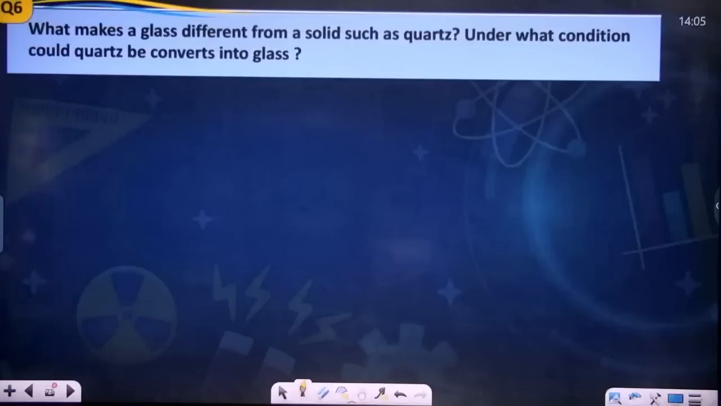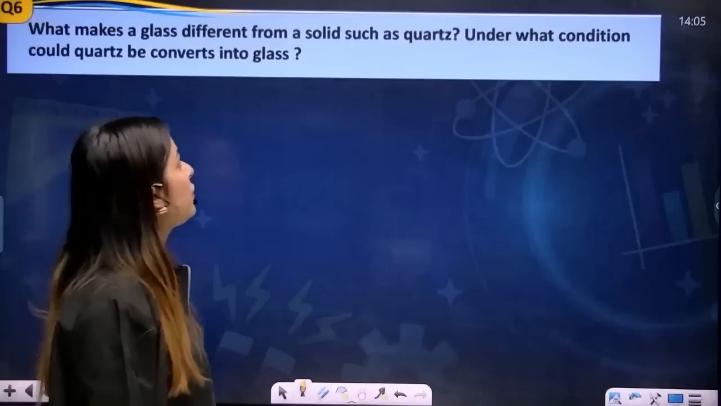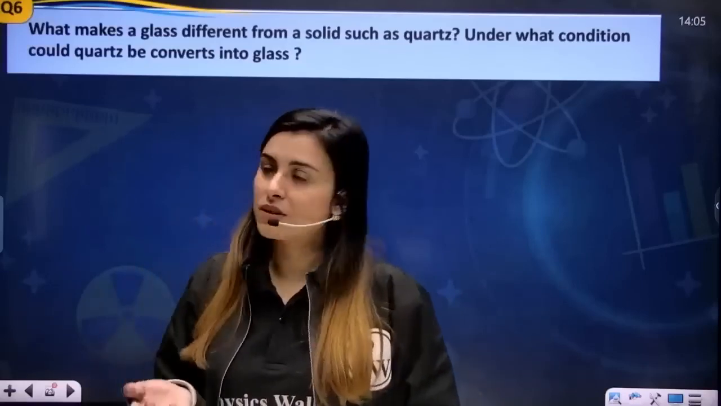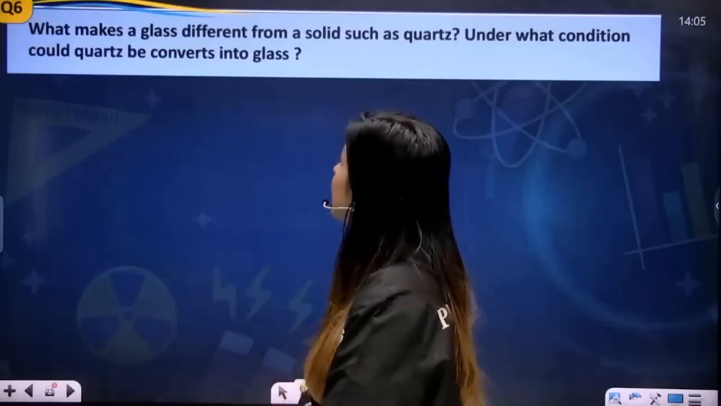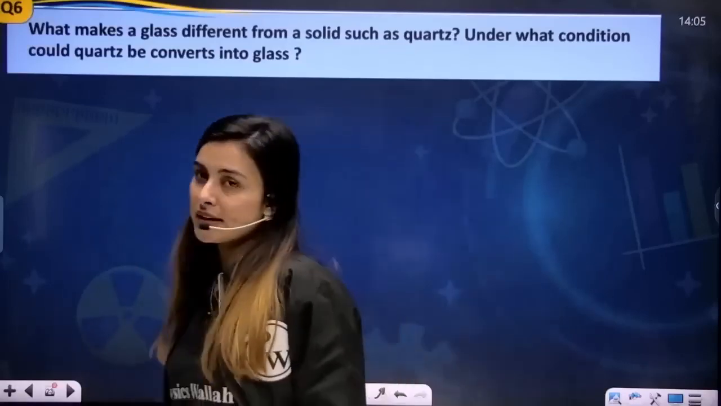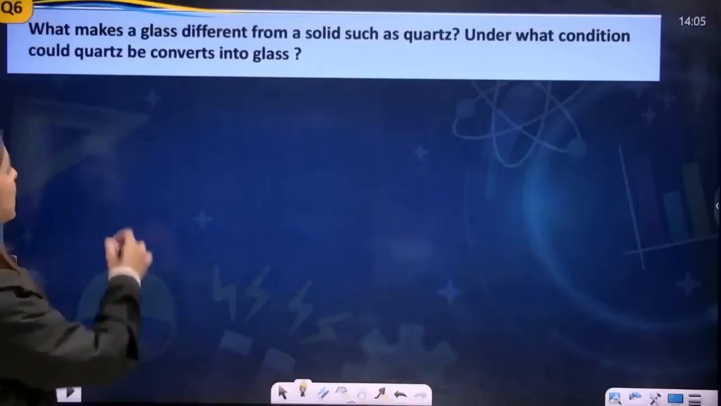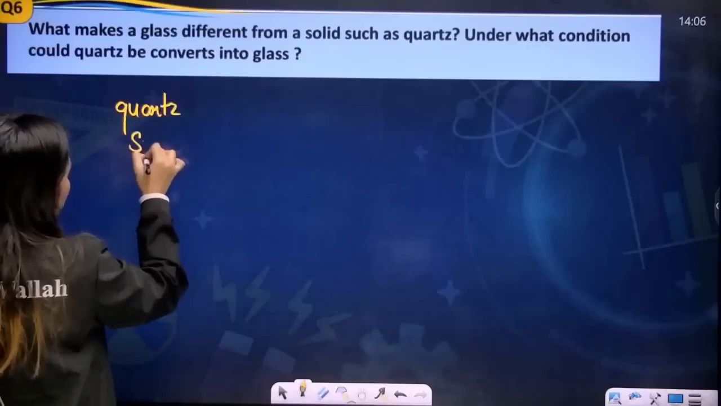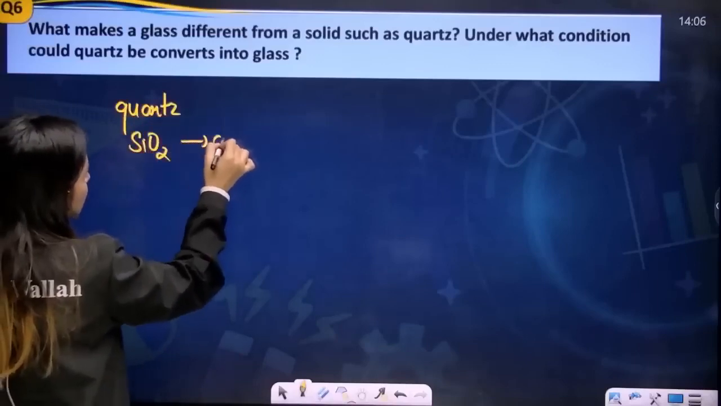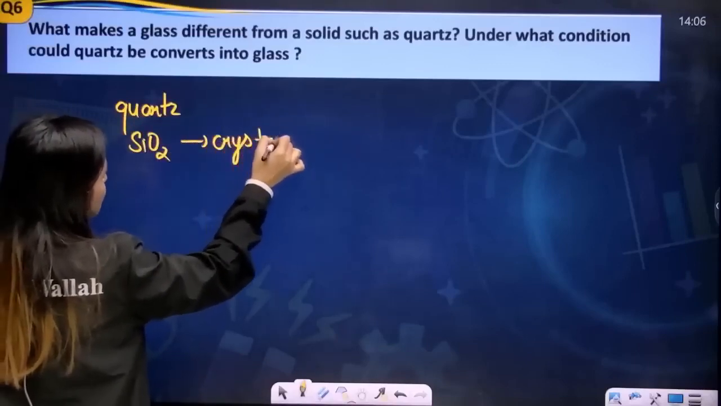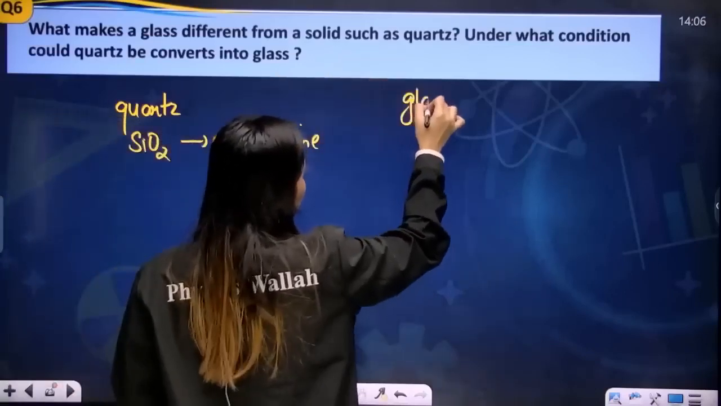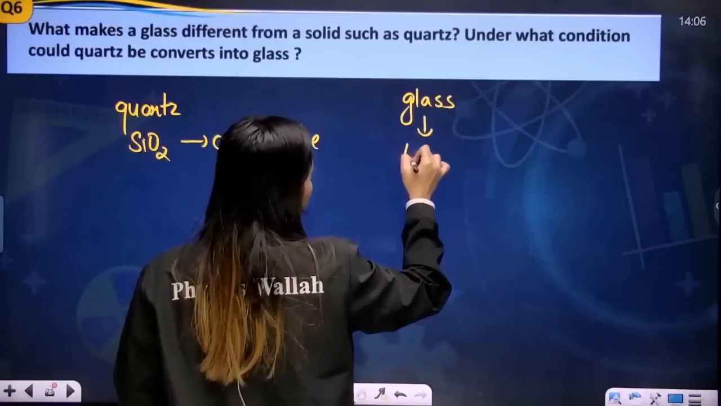Next question. What makes a glass different from a solid such as quartz? How is a glass different from quartz? Then you have to tell under what conditions quartz would be converted into glass. So see, my dear students, if it is telling you quartz, what does quartz mean? SiO2. And what is quartz? It is crystalline in nature. We just discussed it. And if you talk about glass, then glass is amorphous in nature.